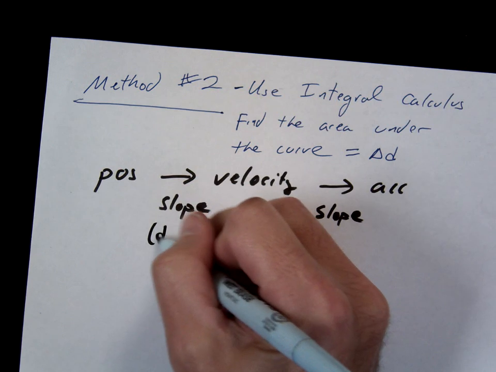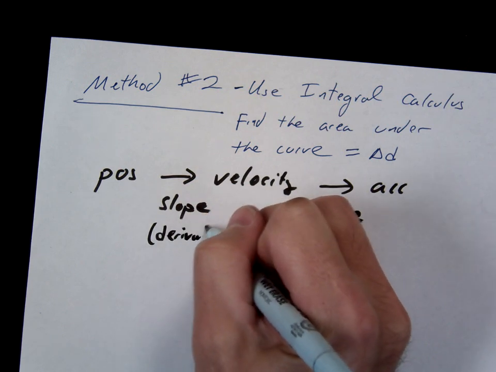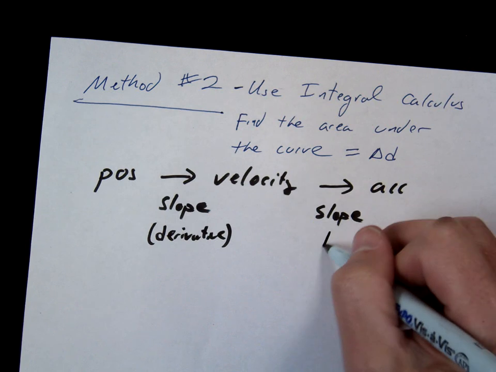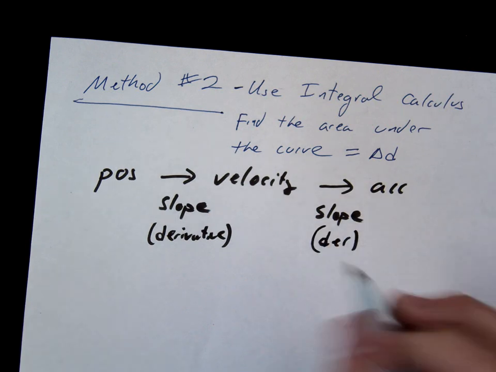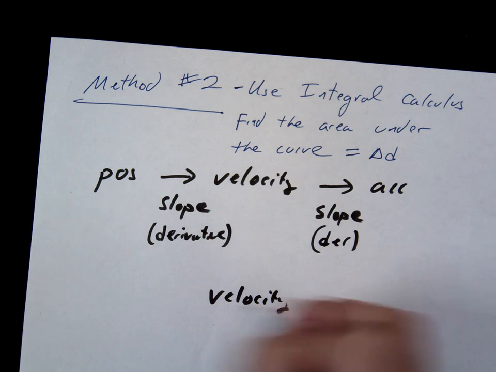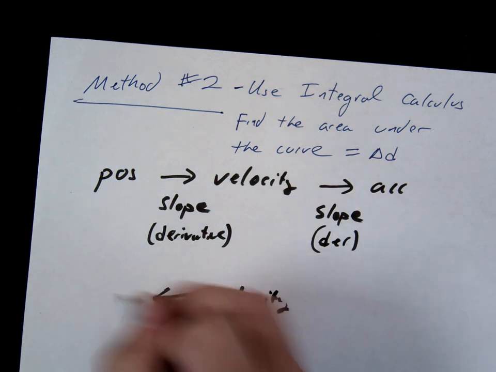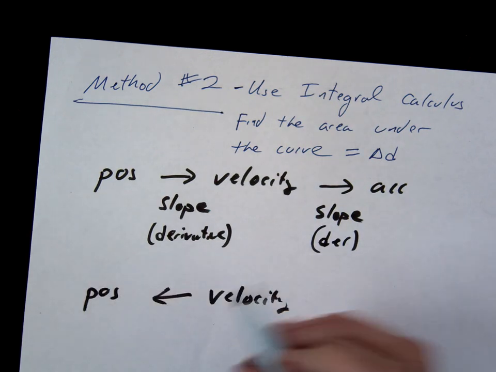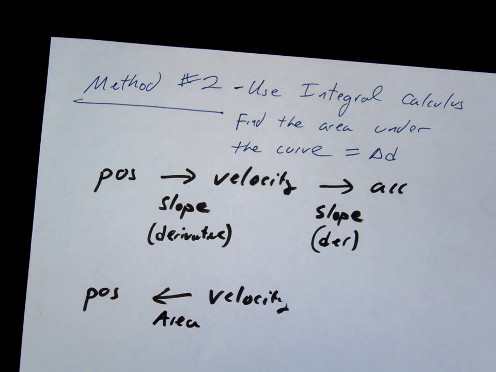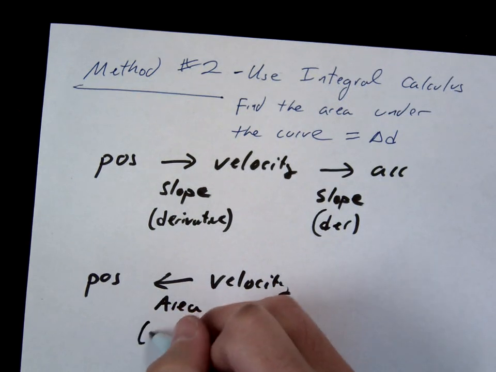If you have a weird graph where it's not so easy to find a nice slope, you would actually find the derivative. Alright, and then what if we have a velocity and we want to get to a position? What do we do? Find the area. Well, for us, we're going to find the area, but what would you do in calculus? Find the integral.